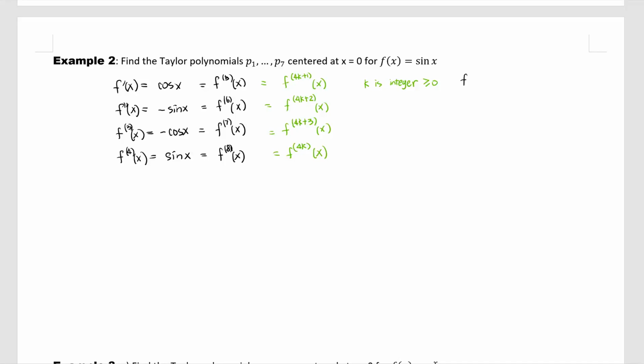Okay? So here, let's plug in 0. We get cosine 0, which is 1. And then when we plug in 0, negative sine 0 is 0. And when we plug in 0 in the negative cosine, we have minus 1. And plugging in 0 for the sine, we have 0. Alright, everybody? Okay.